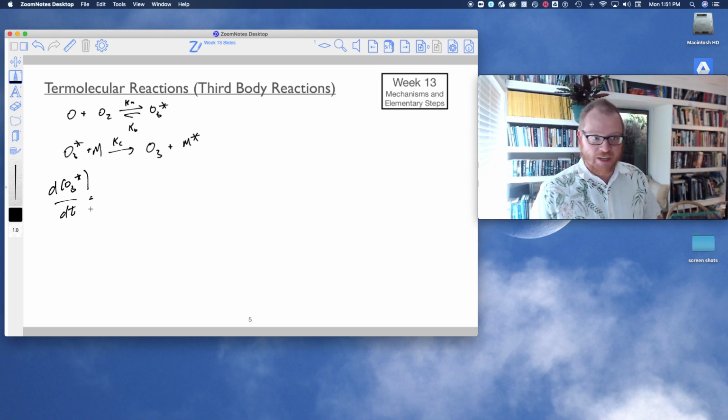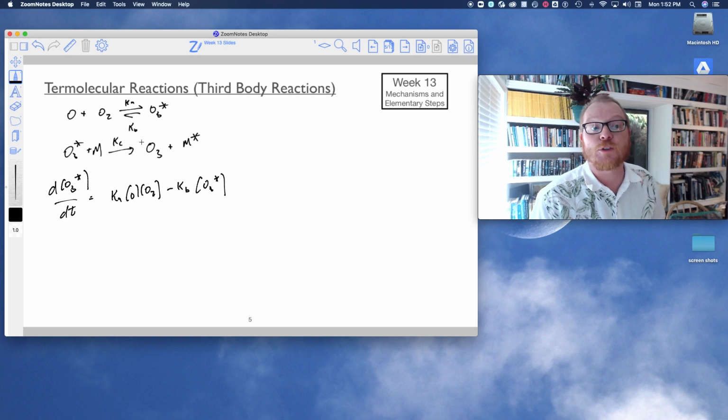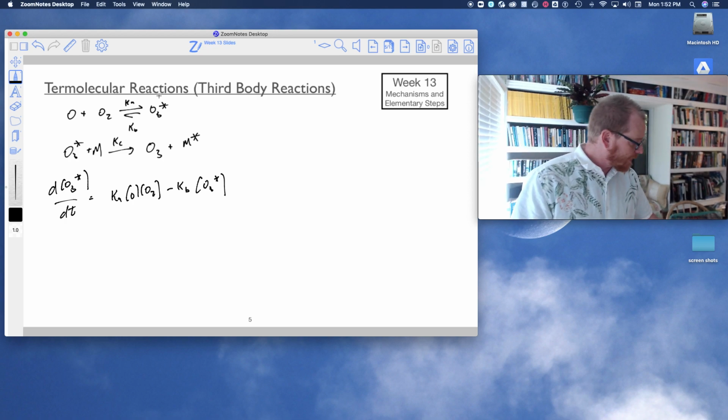Okay, this is more good practice. So we know that O3 star is formed as a product. Okay, so that means it's a positive rate, and that's going to be Ka times the reactants, O times O2. Then it can disappear through the reverse reaction, so that's going to be minus Kb times O3 star, because in this reverse reaction, O3 star is a reactant.